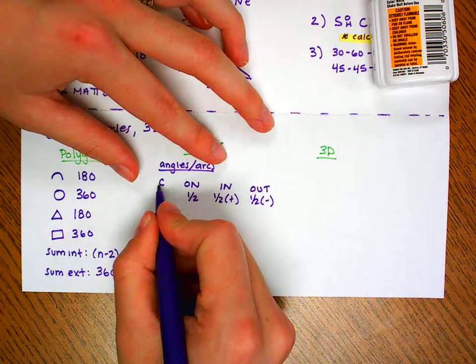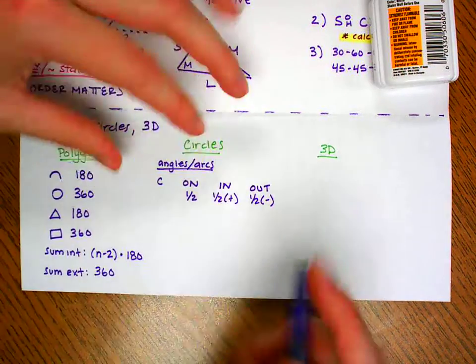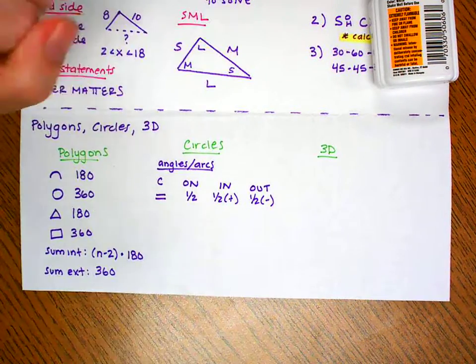If you have a central angle, so you have a circle and it's just going through the center of that angle, that's going to be a central angle. Those are going to be equal to the arc.